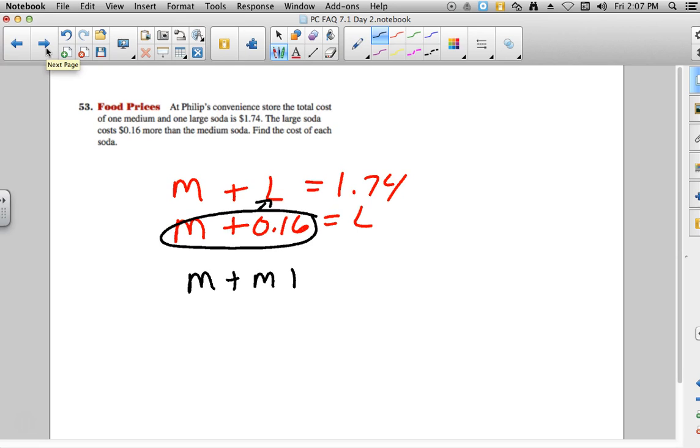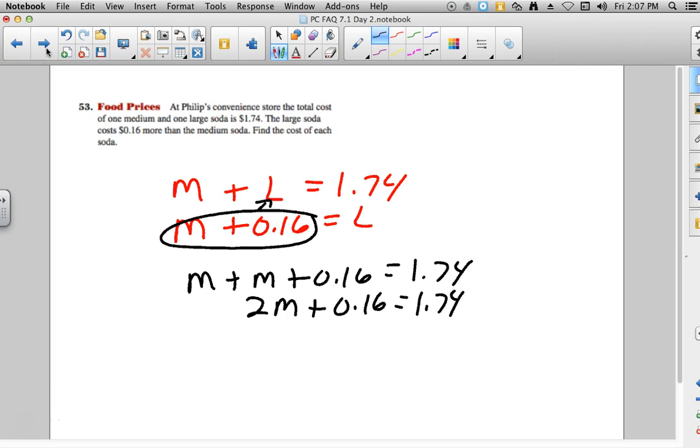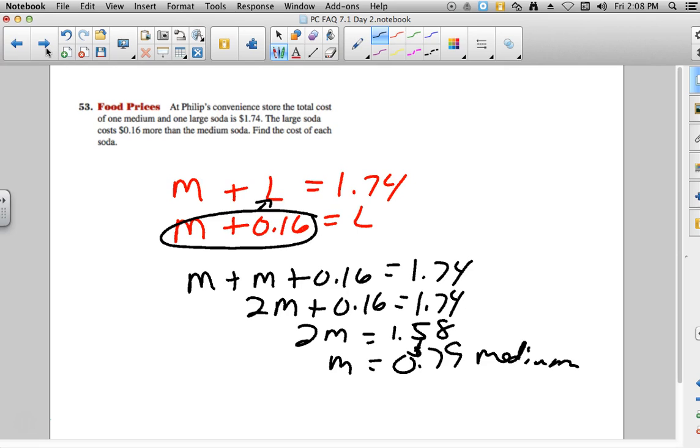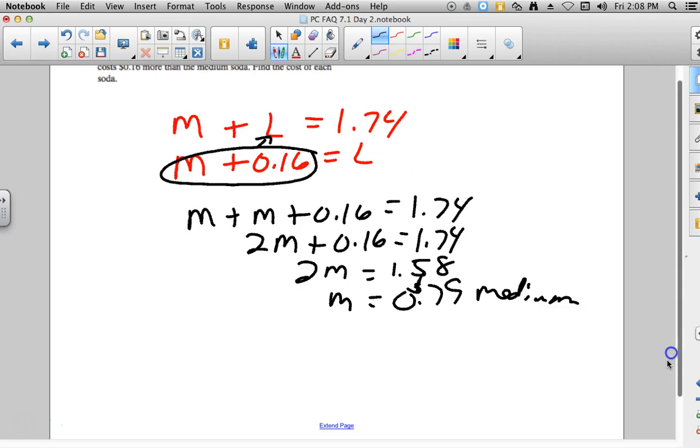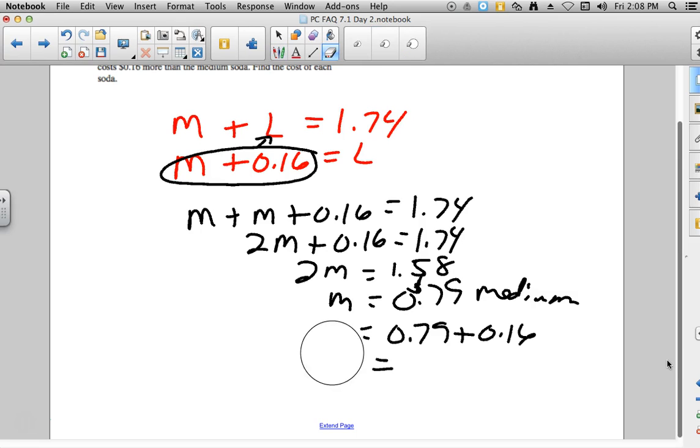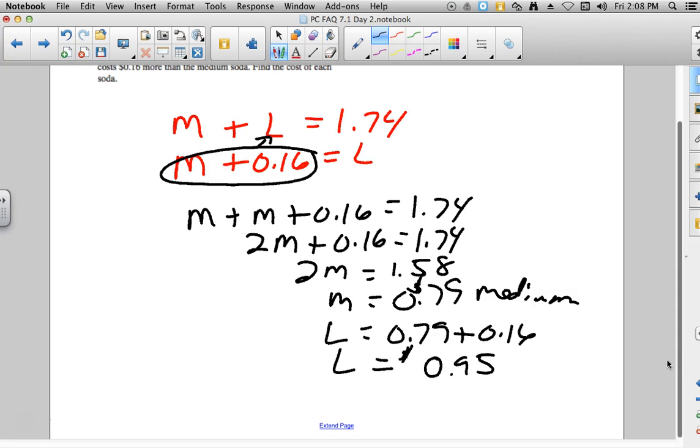So M plus 16 cents equals $1.74. 2M plus 16 cents equals $1.74. So 2M will equal $1.58. And M will equal 79 cents. So this is the medium drink. And then all you'd have to do is add 16 cents to that to figure out what the large is going to cost. So 0.79 plus 0.16, and oops, that should be L, and that is 95 cents for the large.